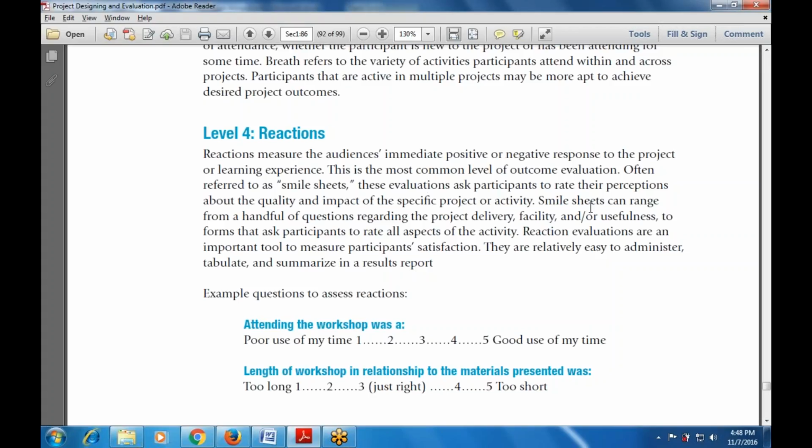Then, the length of the workshop in relation to the material presented. The length of the workshop in relation to the material presented was too long, that is 1, 2, 3, just right, 4, 5, too short. This depends on the data and on the quality. So the rating is from 1 to 5. 1 is not good, and 5 is very good.